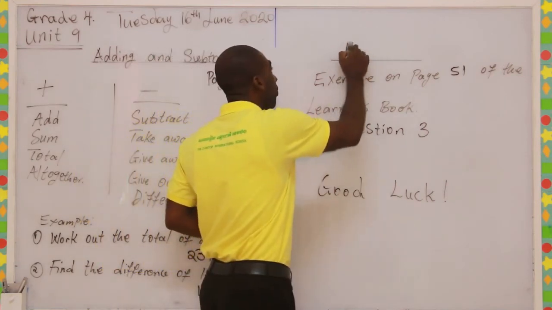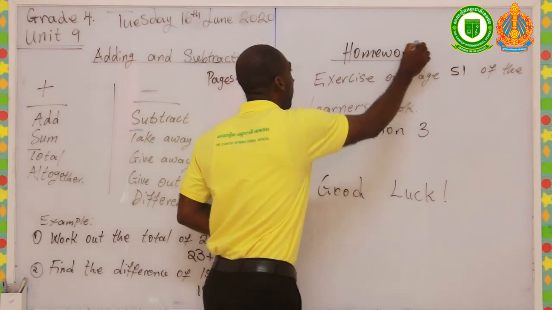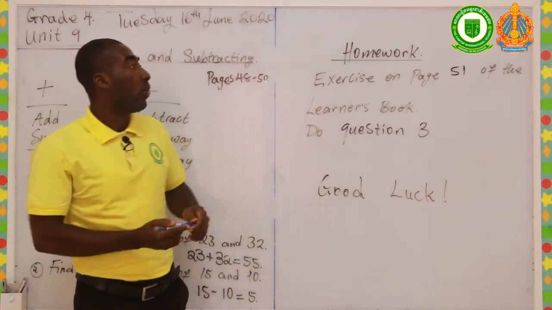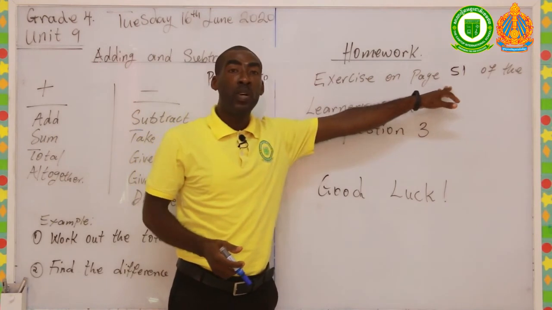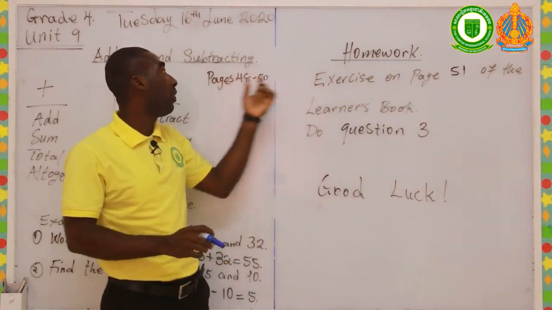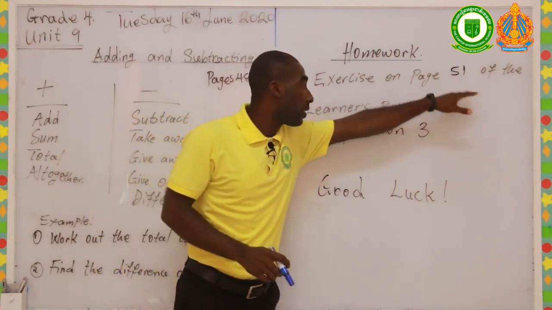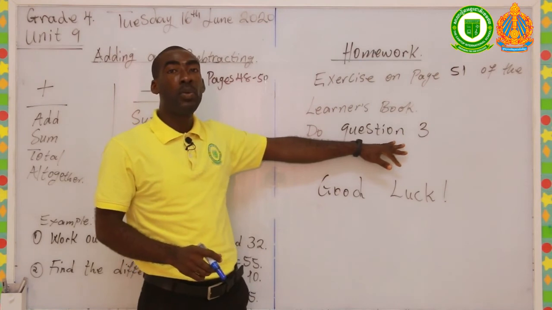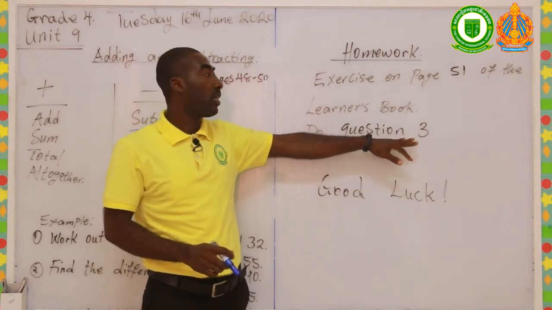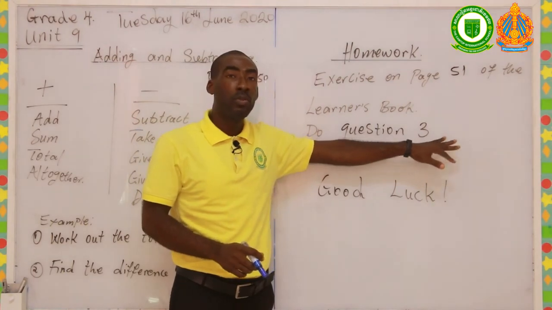We will go to our homework for today, and we can find our homework at page 51 of the learner's book. So our lesson has actually been on 48 and 50, so we will end at 51 as homework. We are doing only question 3. Question 3 is a table where you are supposed to work out the equations on those tables.